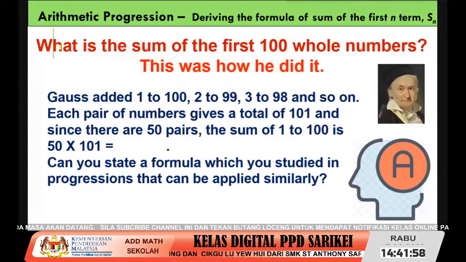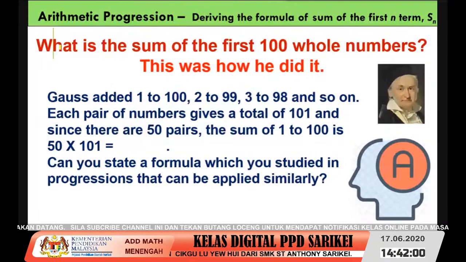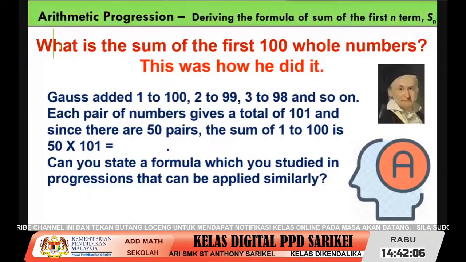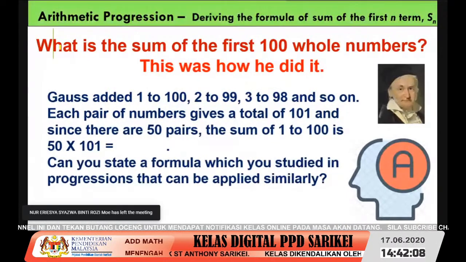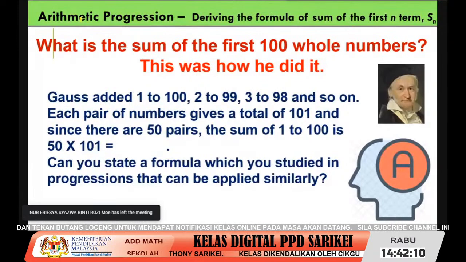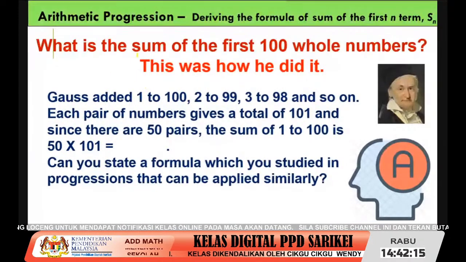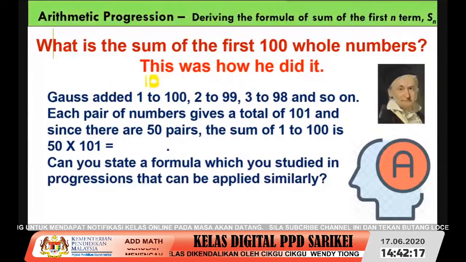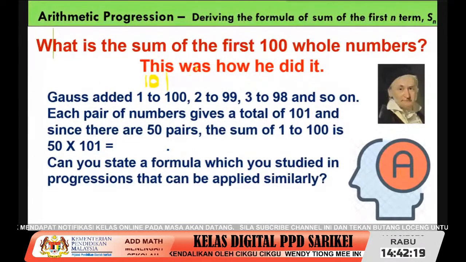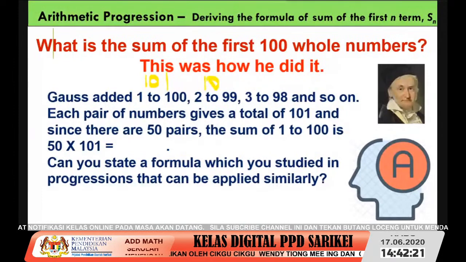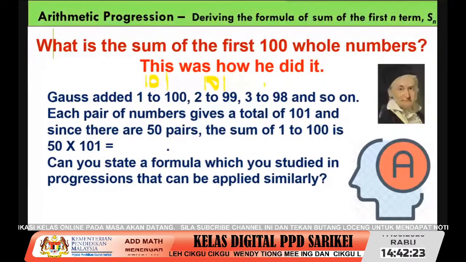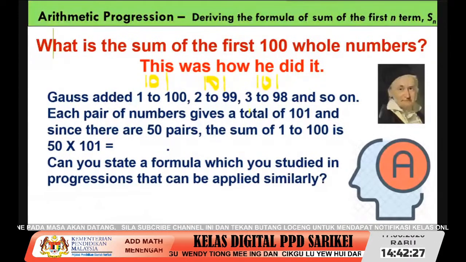Okay, so now you know how the girls get the answer. What is the sum of the first 100 whole numbers? Okay, adakah tadi ada orang tak dengar, asyik tekan calculator. So how? Girls added 1 to 100. 1 tambah 100, 101. 2 plus 99, 101. 3 to 98, add up with 98 is 101.